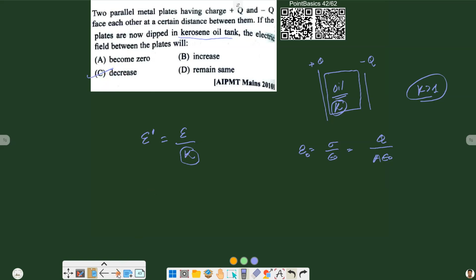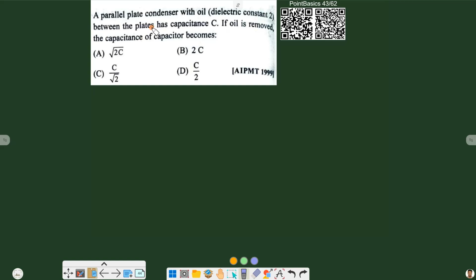Moving to next question. A parallel plate capacitor with oil of dielectric constant 2 between the plates has a capacitance C. If the oil is removed, the capacitance becomes? So C is equal to... capacitance is C when it has a dielectric material with a dielectric constant of 2. So it will be 2 times epsilon naught times A by D.